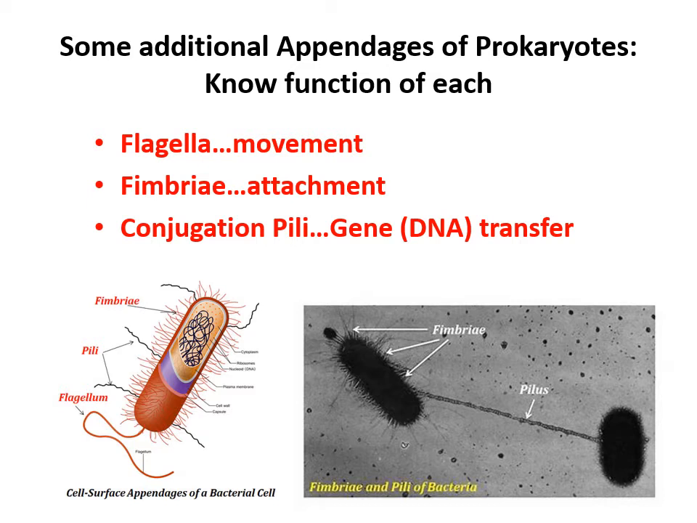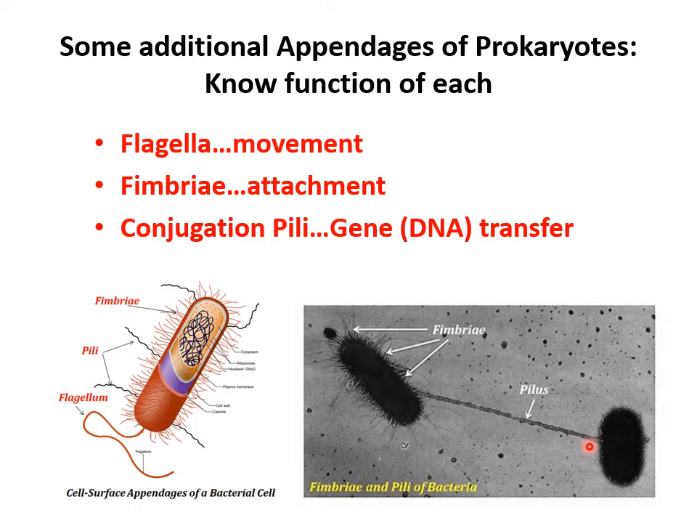For instance, bacteria sticking to the lining in your throat or the lining of your nose, they're able to do that better if they have fimbriae, because fimbriae are for attachment. The last one here is conjugation pili. So you have a conjugation pilus here.